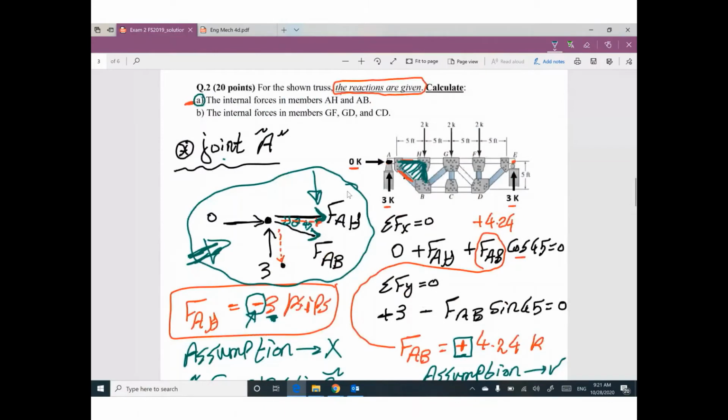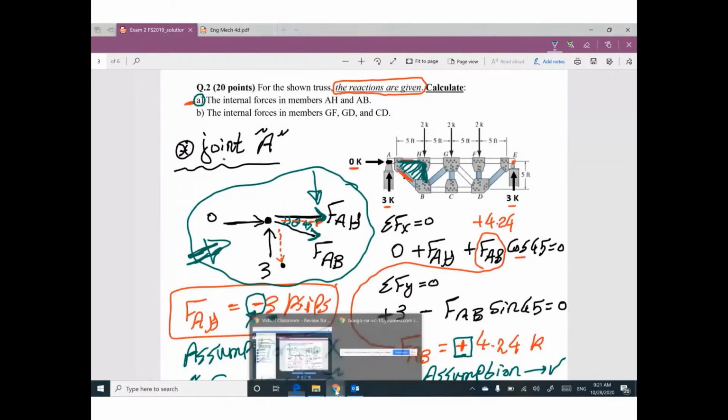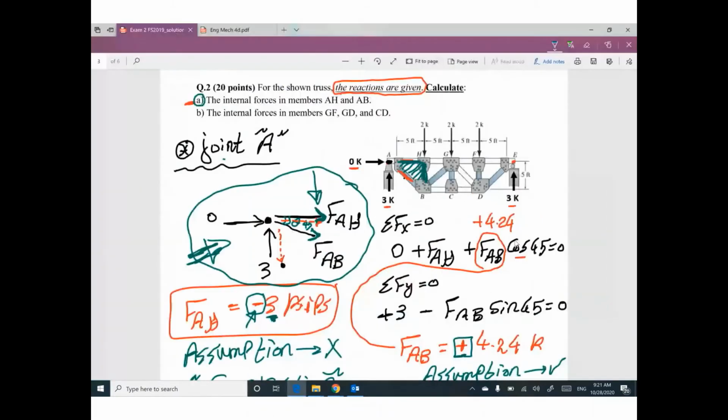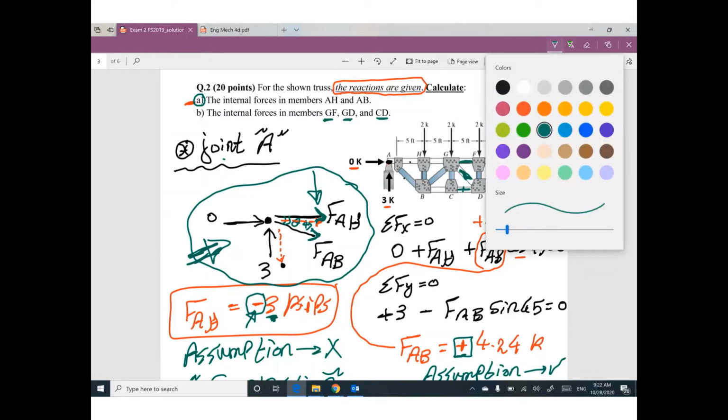Second part in this problem. We are looking for internal forces in members GF, GD, CD. Wow, we are looking for 3 members. These 3 members are inside the truss. So I believe we have another method. Do you remember? We have another method in truss. Section.